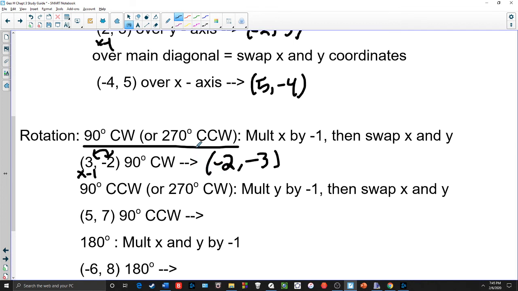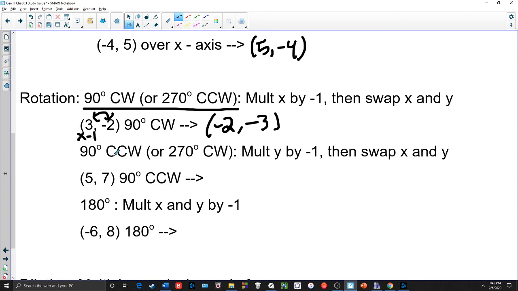For the other direction, 90 degrees counterclockwise or 270 degrees clockwise, you simply do the same thing but with the y. So you multiply the y by -1, and then you swap them. So it'd be (-7, 5).